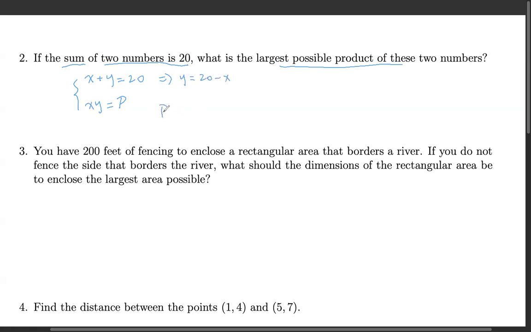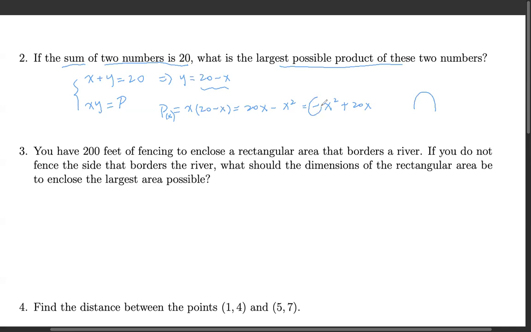So we're going to substitute into the second equation. P, the product, equals x times y. Y is 20 minus x. So 20x minus x squared. Well, let's write this in order. That's -x squared plus 20x. A quadratic function. Now we can call this p of x, just like f of x, right? Product in terms of x. So the picture is a downward parabola.